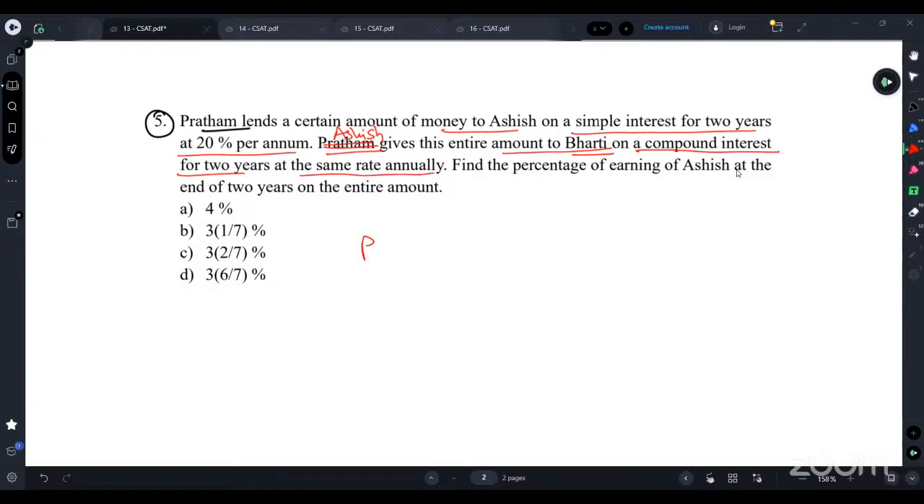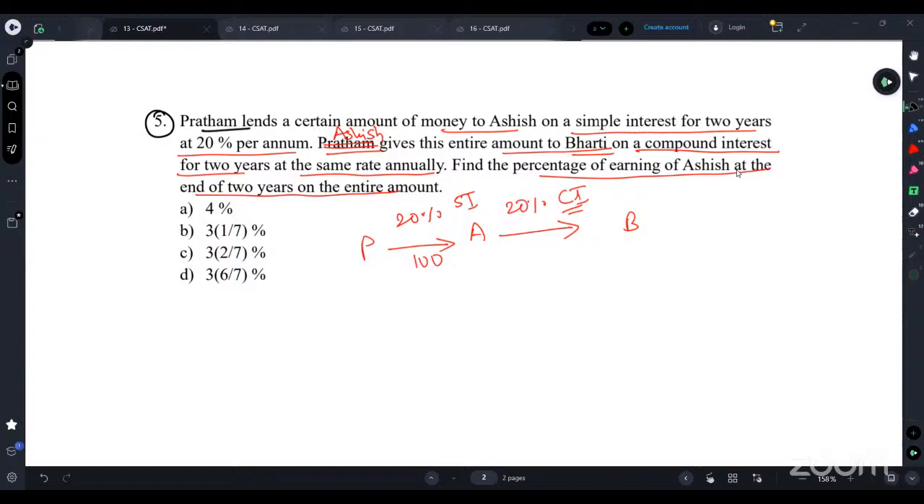So what is happening? Pratham is lending, let's say, rupees 100 to Ashish, right? At 20% interest per annum for 2 years, but at simple interest. Now Ashish is giving the same amount to Bharti, at the same interest rate, but at compound interest, right? So he is basically compounding the money. Find the percentage of earning of Ashish at the end of 2 years of this entire amount.